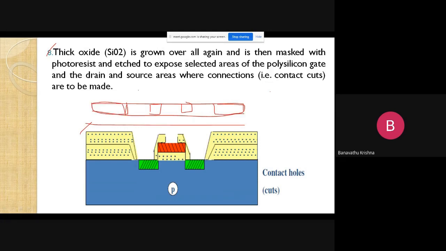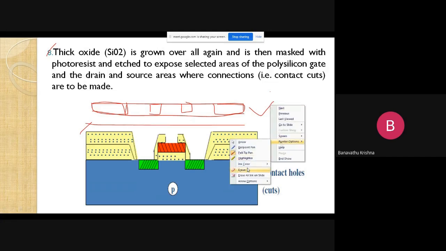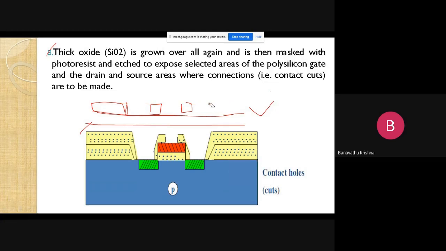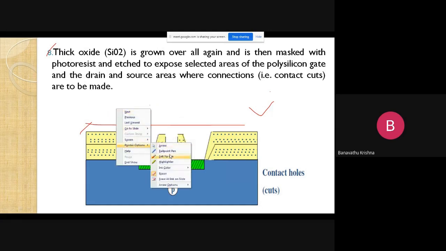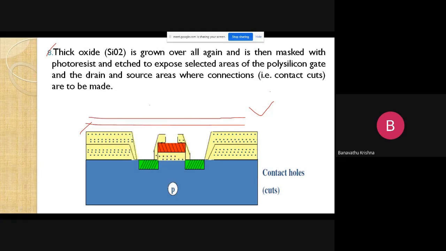Where we need to form the source and drain regions. Actually this mark is for connection purposes, but before going to the connection process, this is a mask here. I will show you clearly. This is a mask here. In this area, the source, gate and drain areas are etched away together.